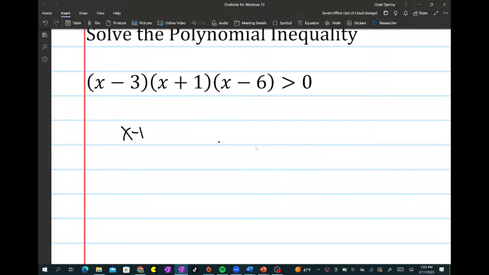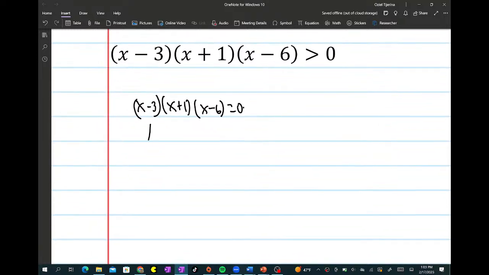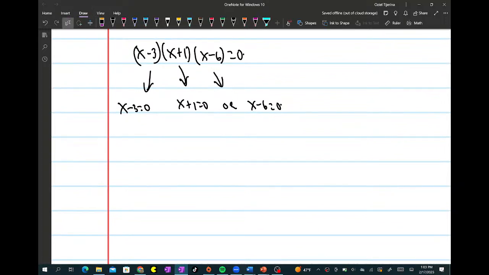Now, x minus 3 times x plus 1 times x minus 6 is greater than 0. Actually, I'm going to make it equal to 0 because that's what we're doing. So this means 3 things: x minus 3 equals 0, x plus 1 equals 0, or x minus 6 equals 0. You solve each of these for x.